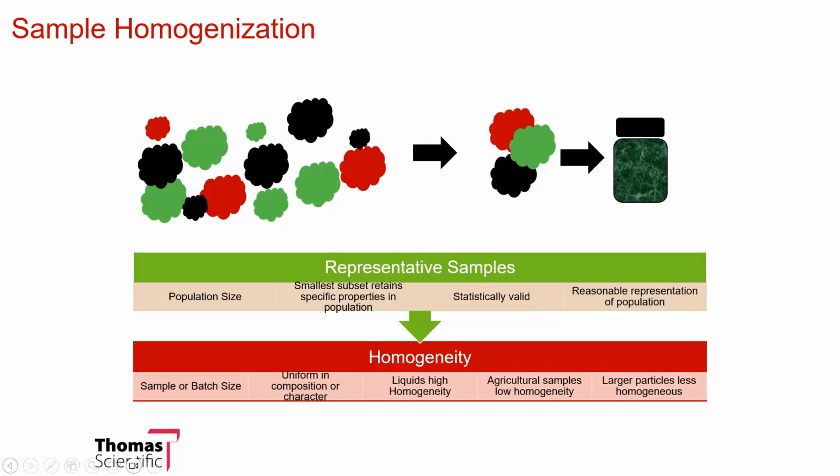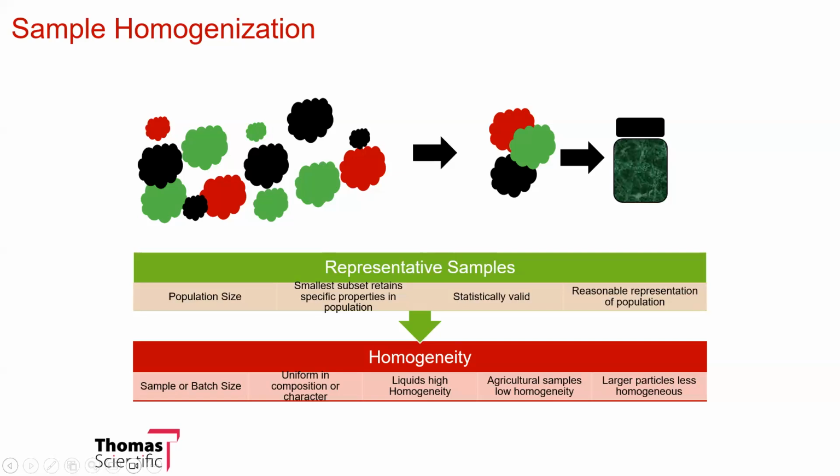Now, when you have that bushel of apples for testing, and you know that you have a representative sampling, then you take that to the lab or to the processing area, and then you try to process a sample for homogeneity. This is where you process the batch or the sample, and you're trying to make it uniform in composition and character. With liquids, that's really easy. You shake, you mix, as long as they don't layer upon each other, you have high homogeneity. That bushel of apples, yeah, that's kind of low homogeneity. That's going to take a little bit more work.